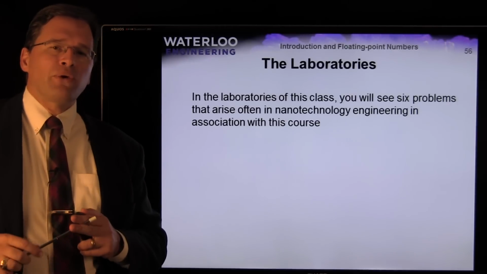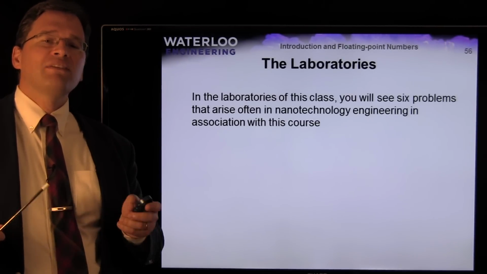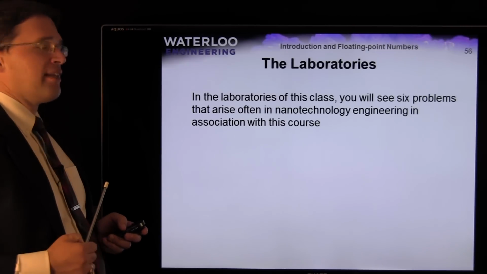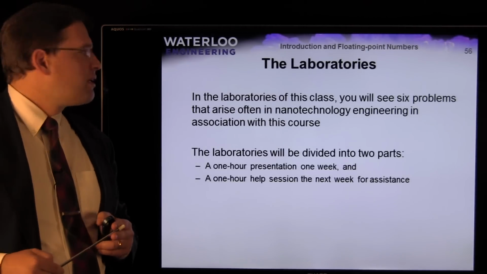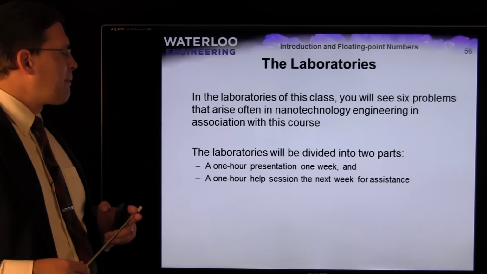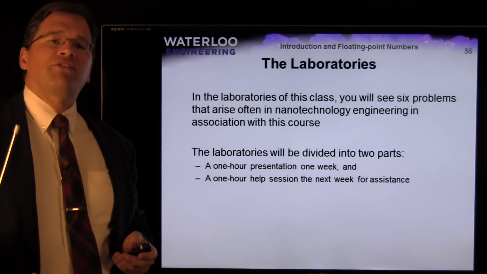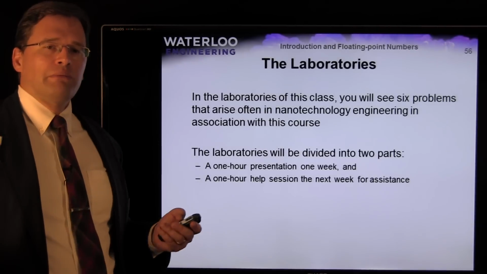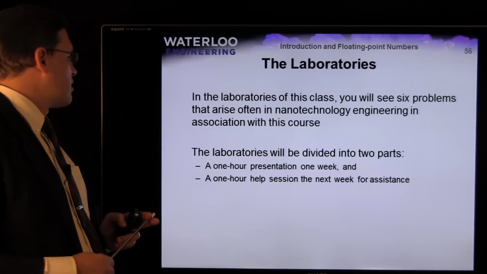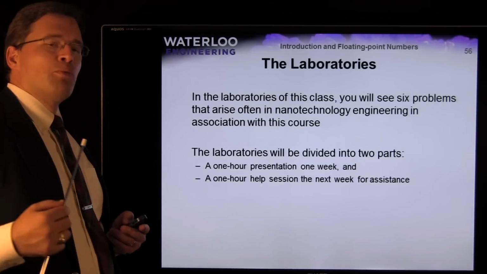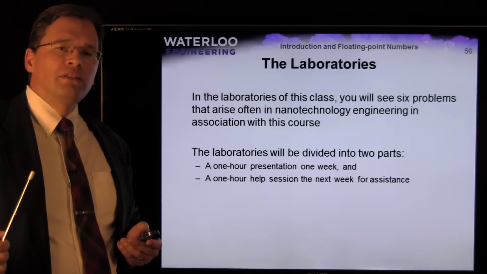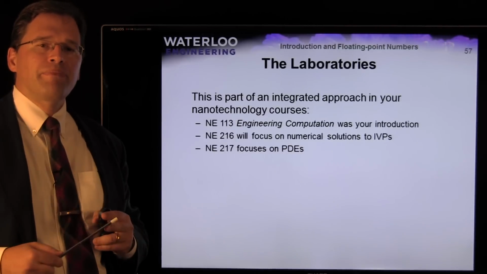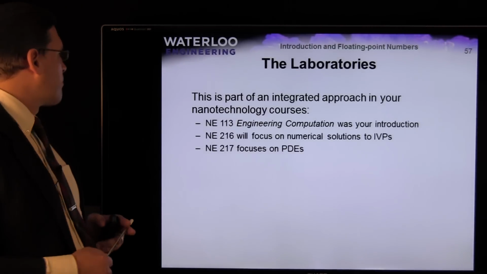In the labs, you're going to explore a little bit more about floating point numbers, at least for the first one. We're going to look at 6 problems in the 6 labs in this course. And each lab is going to be divided into 2 parts. In the first week, you're going to get a 1-hour presentation, this one here, which will also be presented in class. The next week is a 1-hour help session where you can ask for assistance in that lab that you've been working on for the last week. The lab will be due the day after.